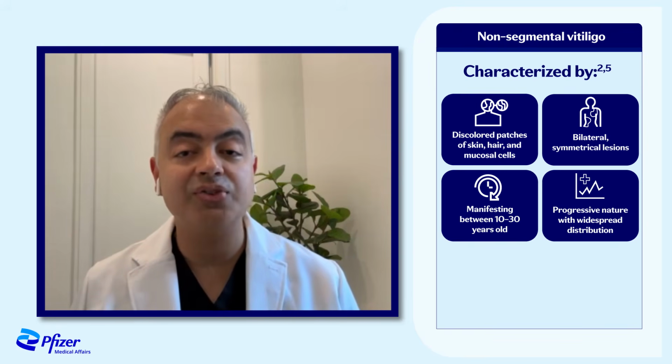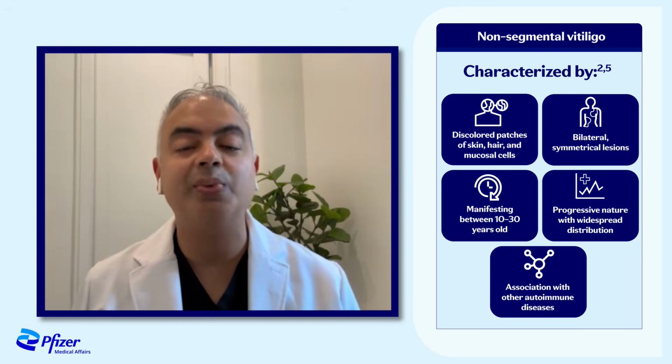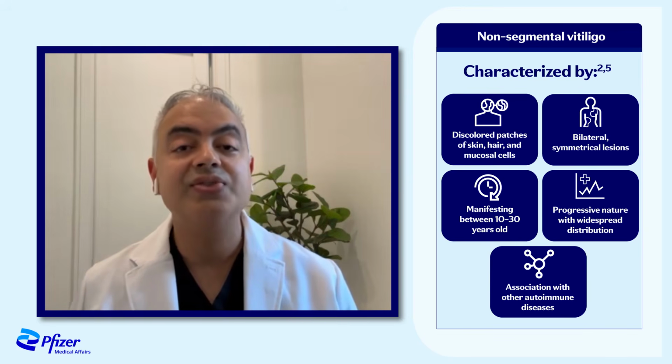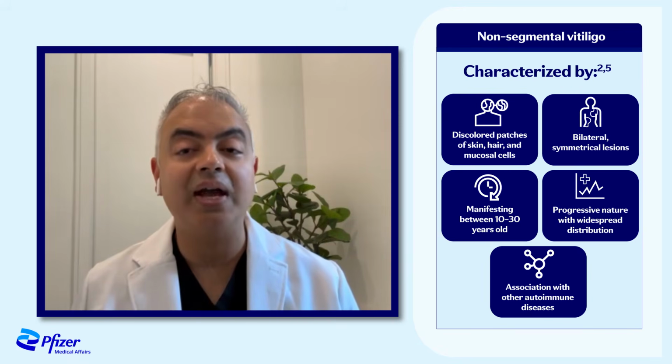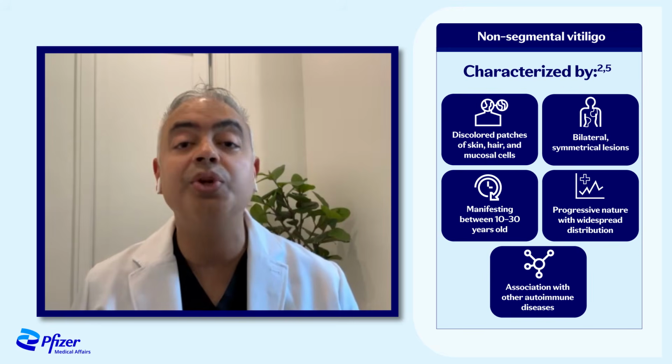Some studies have also suggested that non-segmental vitiligo is more commonly associated with other autoimmune conditions, such as Hashimoto's thyroiditis, Graves' disease, and alopecia areata, which is different from the other form of disease, segmental vitiligo, which I will discuss shortly. There are several different subtypes of non-segmental vitiligo.